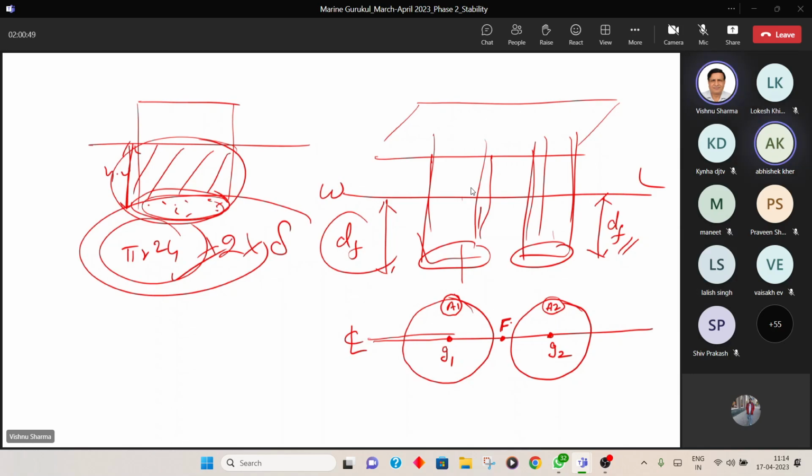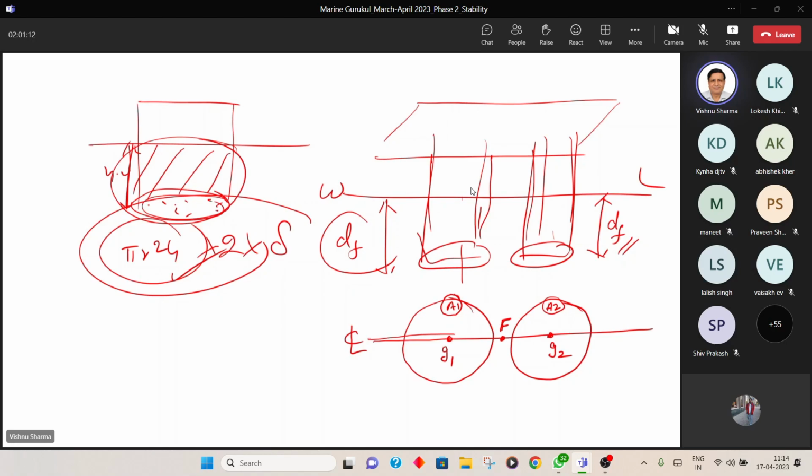Okay. What I was asking is, at the final water line WL, what will be the shape of the water plane? Can you tell me? Yes, sir. Two circles. Okay, and what does center of flotation mean to you? It is the geometric center of the water plane area.